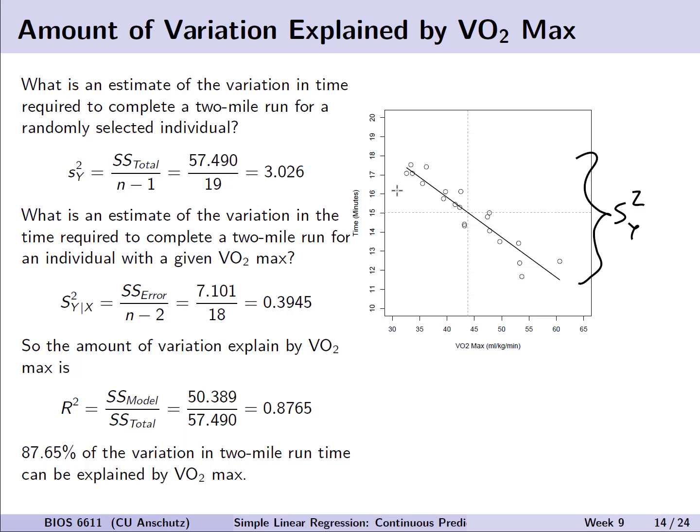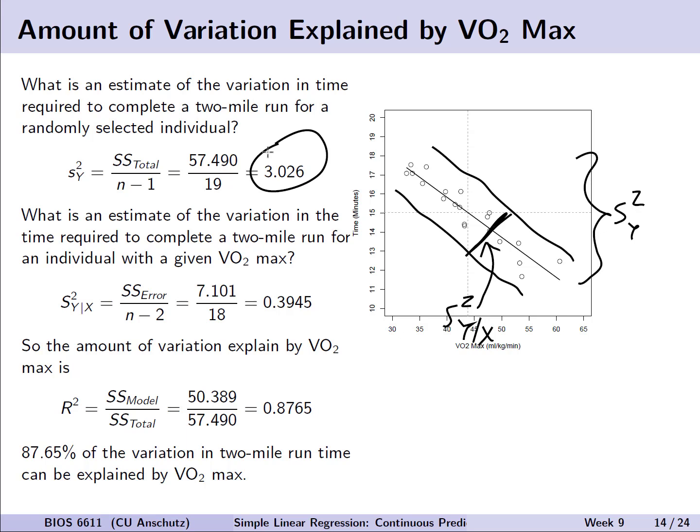In this case, we can almost imagine if we sketch on our figure here, we can draw the bounds around our predictors, and this distance between the two is going to be presented as our S squared y given x, or that variation of y given some quantity of VO2 max. In this specific problem here, we see that the variation just overall in the outcome y is 3.026, and it's much smaller when we account for that VO2 max value.